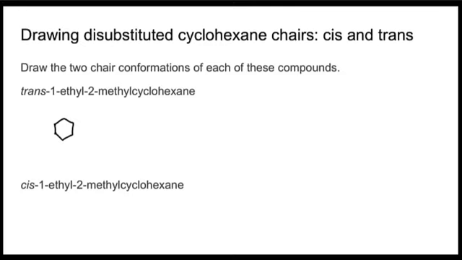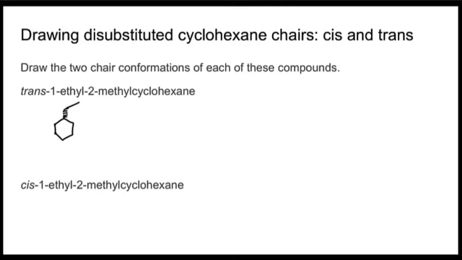So I would always start out with the flat structure. We're comfortable using dash and wedge on flat structures. Remember, dash and wedge would never ever go on a chair structure. So I'm going to start with the 1-ethyl, and I'm just going to orient it one way or the other, dash or wedge, doesn't matter.